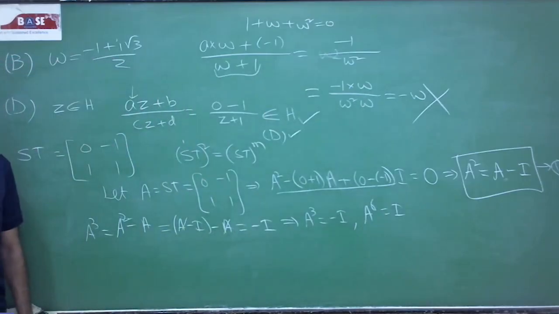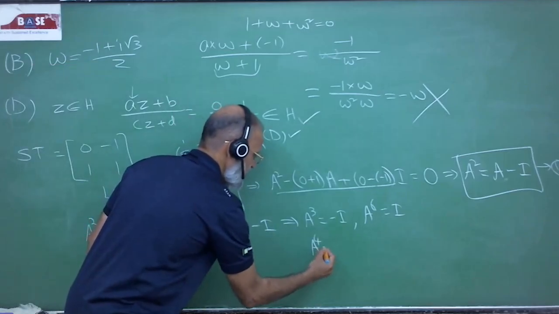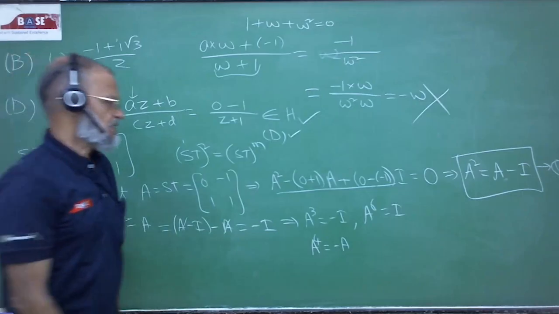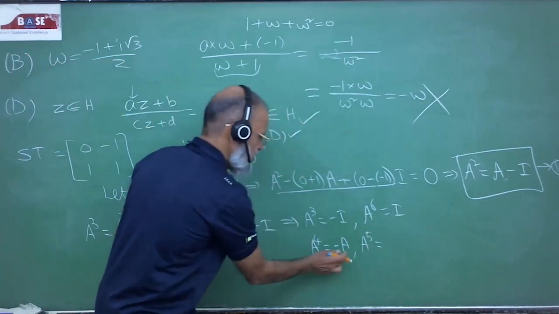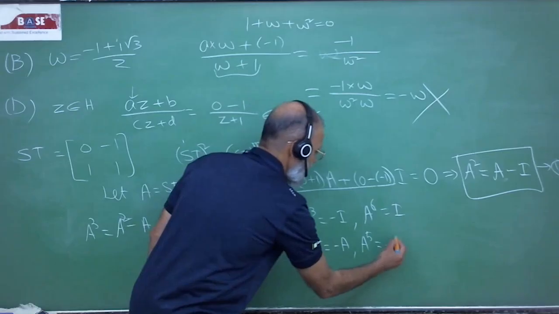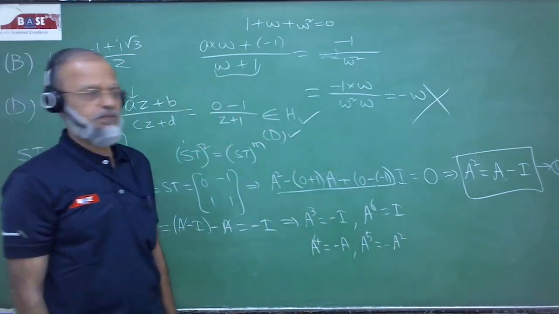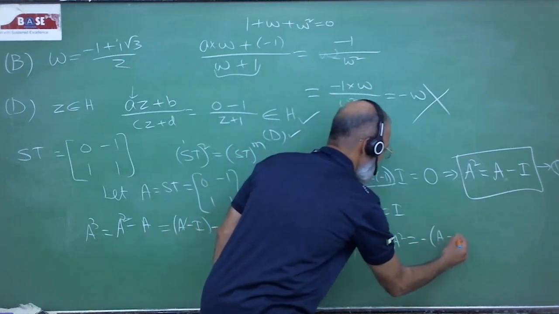Now, in between, what are the powers? Let us see this also. If you want A power 4, then A power 4 is minus A. Next, what is A power 5? For A power 5, I have to multiply by A. I am getting minus A square. I will use equation 1 again there: A square means, from this equation, minus of A minus I.